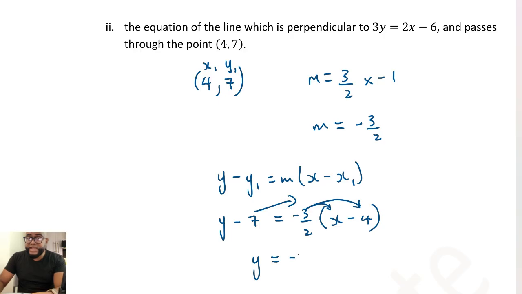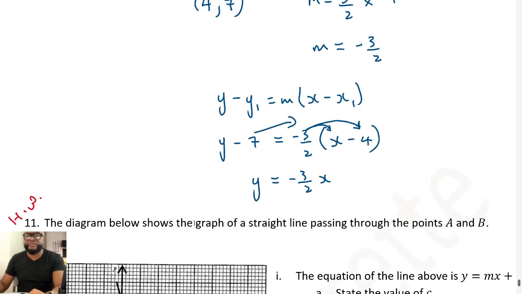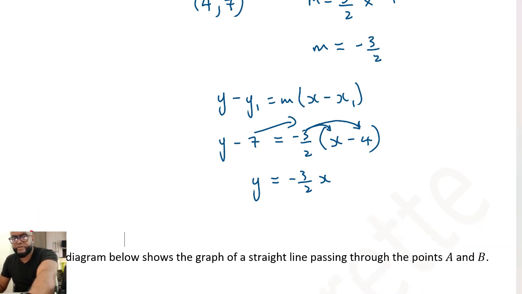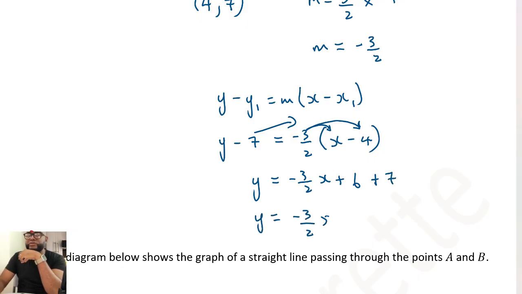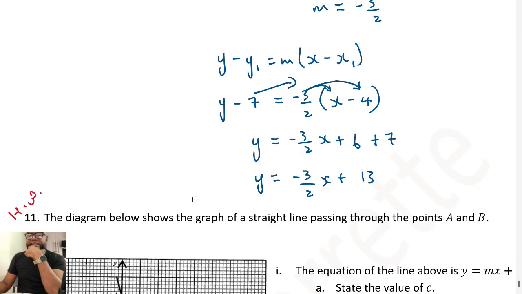So y is equal to -3 over 2 x. -3 over 2 times -4 would be what? Positive 6. And when -7 comes on this side, what becomes? So y will be equal to -3 over 2 x plus 13. Everybody good there? That is the equation of that line, right?